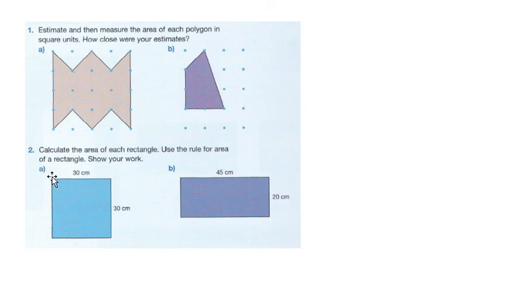Number 2, calculate the area of each rectangle. Use the rule for area of a rectangle and show your work. The rule for the area of a rectangle is height times width, or it could be length times height. You take this dimension and multiply it by this dimension. So we learned in the previous chapter, 30 times 30, we can do 3 times 3 is 9, and then we can just add 2 zeros or multiply it by 100. So our area here is 900 square centimeters.